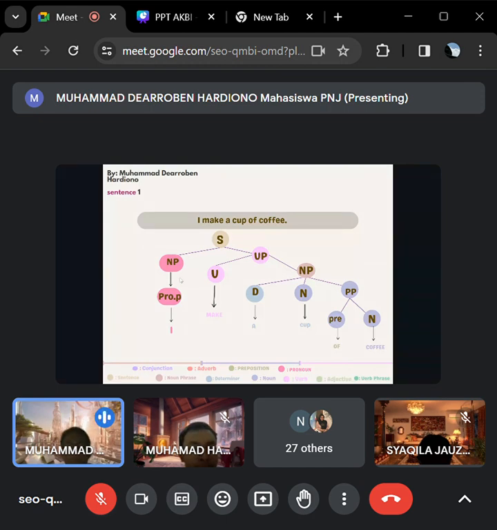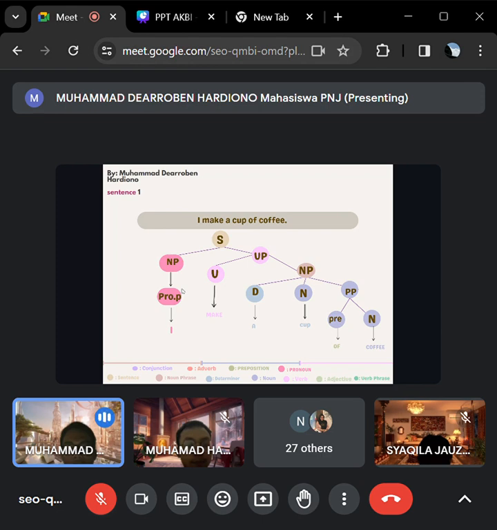The first element is noun phrase, consists of the element pronoun. The pronoun used in the sentence is I, which is the first person singular pronoun. The second element is verb phrase, which consists of two elements, verb and second noun phrase.